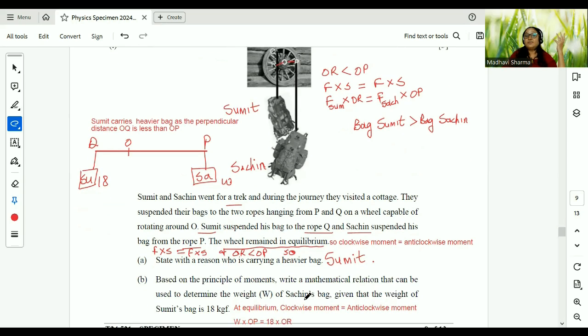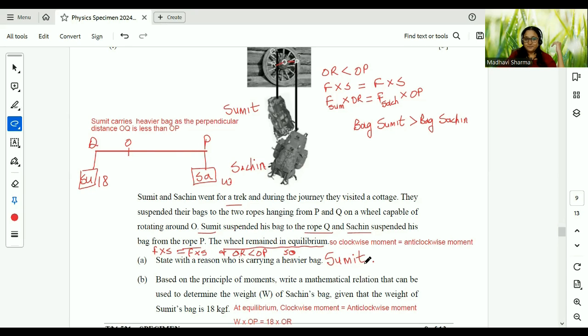So question kya hai? Which one is a heavier bag? Definitely Sumit. Why? Remember, wheel remains in equilibrium, so clockwise moment is equal to anti-clockwise moment. Yes? So F into S of Sumit is equal to F into S of Sachin. And OQ, this one, is less than OP. Dekho. Yes? The perpendicular distance. And so Sumit carries a heavier bag as the perpendicular distance OQ is less than that of OP.